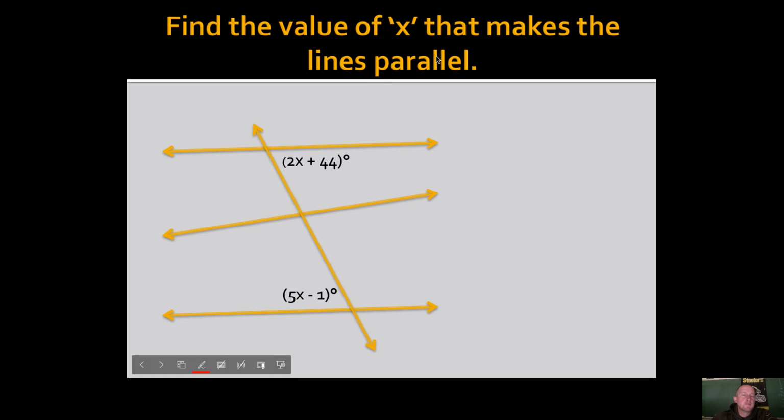Find the value of x that's going to make these lines parallel. Well, there's 4 lines here. One of them you don't need. Pretend that line isn't even there. It has no bearing on these angles because it doesn't touch them. These are alternate interior angles. If you want to make these lines parallel, then these alternate interior angles need to be congruent. That means their measures need to be the same.